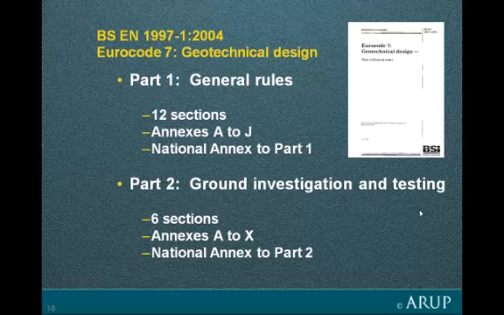This talk deals essentially with part 1, but just to say a bit more about part 2, its annexes mainly deal with testing methods, and they talk about how to derive parameters from those methods. This is not a document of how to carry out the tests. It's not a testing standard. It's a document written for designers, and it's the designer's involvement and interpretation of ground investigation and testing.